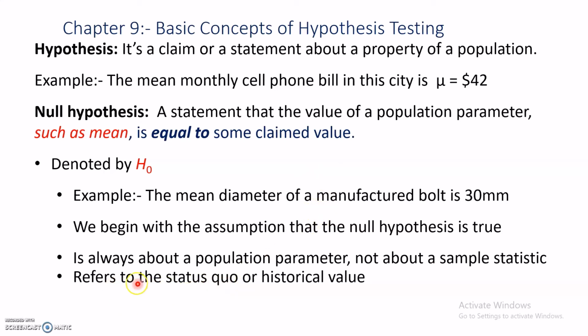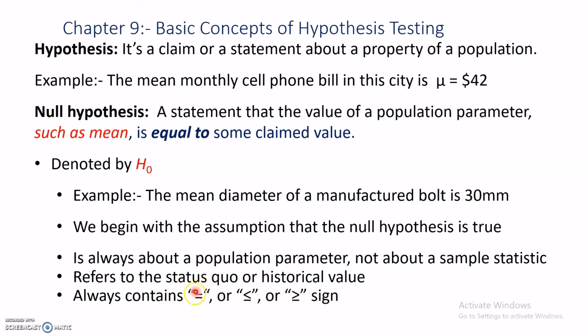This null hypothesis always refers to the status quo. What is right now? What is the status quo? What is the historical value? And it always contains an equal sign or less than or equal to sign or greater than or equal to sign. It always contains one of these symbols.